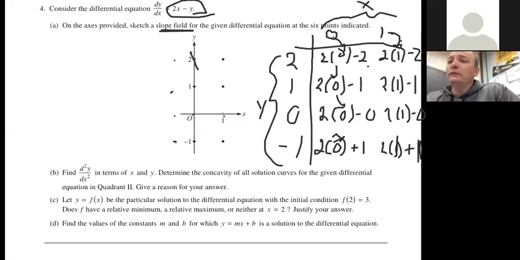And then at 1, 2, I've got a slope of 2 times 1 minus 2, which is 0. So I need a horizontal slope right there. And then for 0, 1, I got a -1 slope. So I'm going to make a -1 slope. Over here, I got 2 minus 1, which is a +1 slope. At 0, 0, I have a 0 slope right here. And at 1, 0, I get 2 times 1 minus 0, which is a 2 slope. So that slope would be like that.